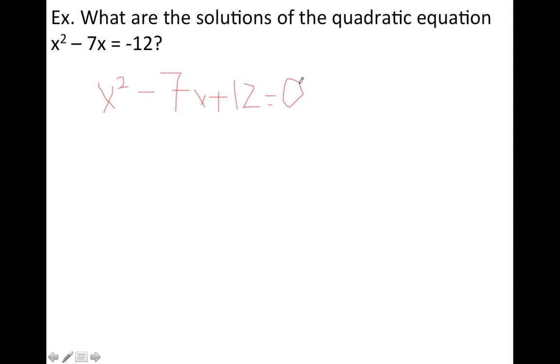So go ahead and factor this out. Split up your x term, write your two parentheses, and the two numbers that multiply to be 12 but add to be negative 7 are negative 3 and negative 4. So our two parentheses are x minus 3 and x minus 4, which makes our solutions 3 and 4.